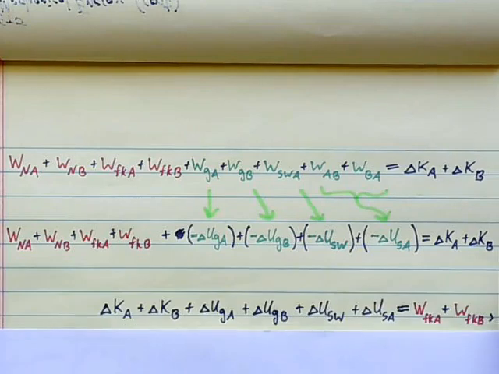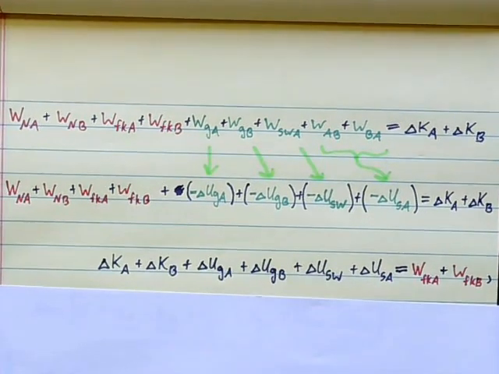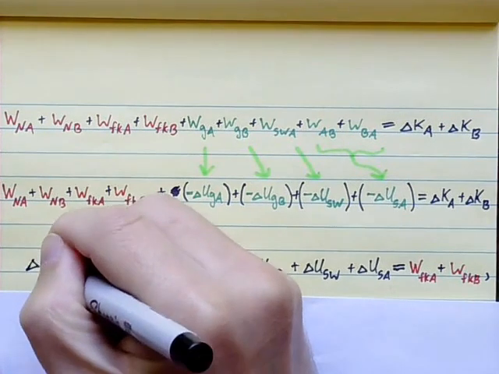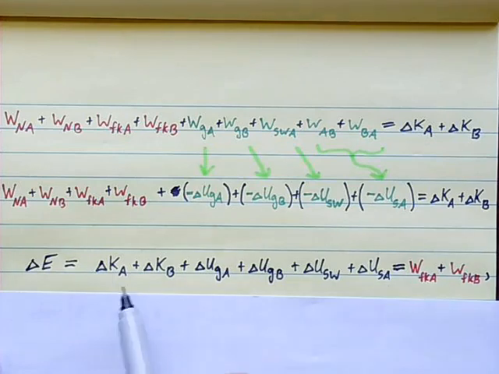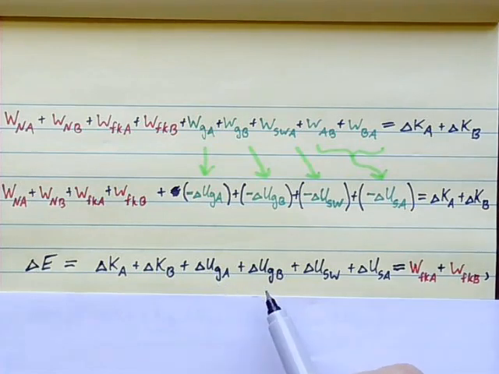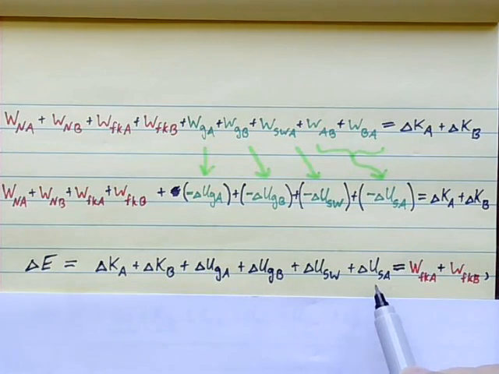So I'm just going to rearrange terms now, move all 4 of those terms over to the right to combine with the kinetic energies, and then flip both sides of the equation to get this. And now I can state that the change in mechanical energy for the system will be defined as the sum of the changes in the kinetic energy of A, the kinetic energy of B, the gravitational potential energy of A, the gravitational potential energy of B, the spring potential energy stored in the spring attached to the wall, plus the spring potential energy stored in the spring attached to A.